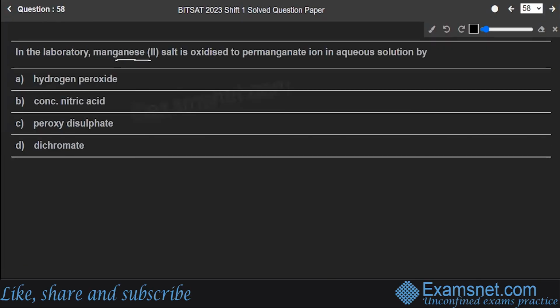In the laboratory, manganese 2 salt is oxidized to permanganate ion in aqueous solution by which of the following? In the laboratory, manganese 2 ion salt is oxidized to permanganate ion in aqueous solution with peroxodisulfate. Let's do the reaction. So you have manganese ion Mn2 plus with peroxosulfate, this is S2O8 2 negative, with water. It will give you MnO4 minus plus sulfate plus hydrogen ions.